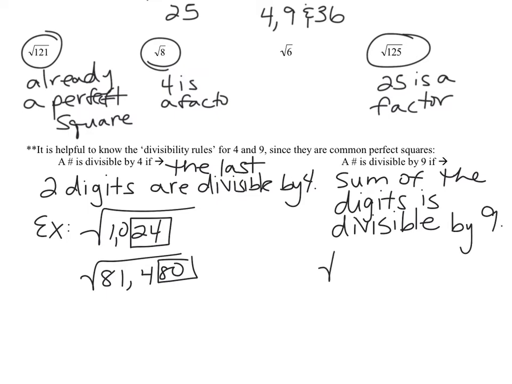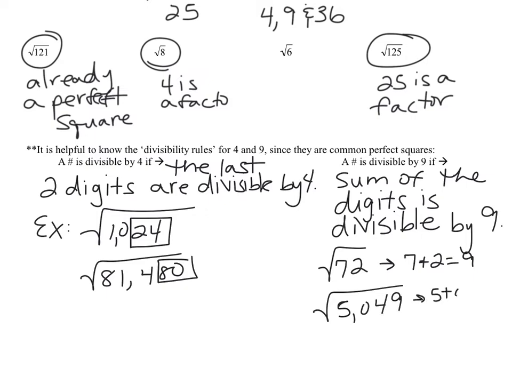So for example, the square root of 72, if you think about that, that's got 9 that goes into it because 7 plus 2 is equal to 9, right? So you just add the digits. The square root of 5,049, because if you were to add 5 plus 0 plus 4 plus 9, you get 18. And 18 is divisible by 9.